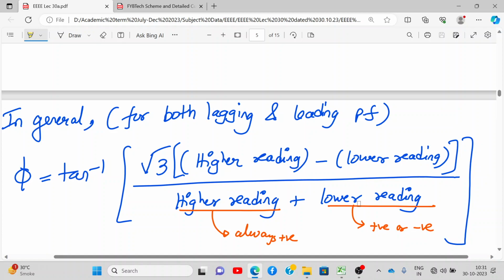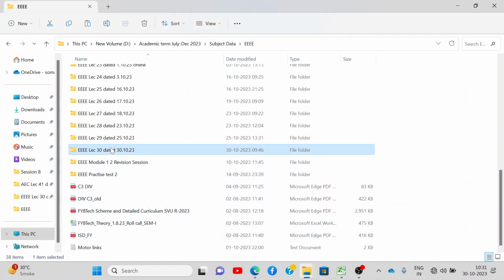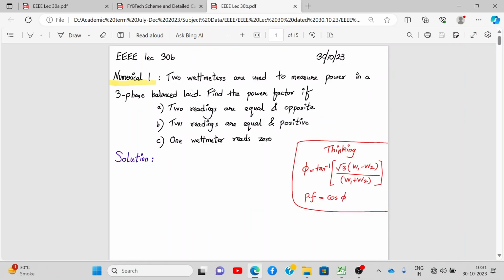All right, so next, can we start with the numericals? Numericals are already shared with you. So open your numerical page and let's start solving numerical number 1. And they do come in the exam. If you check any old paper of EEEE, every time there is a numerical on the two wattmeter method or a theory question. So let's start.